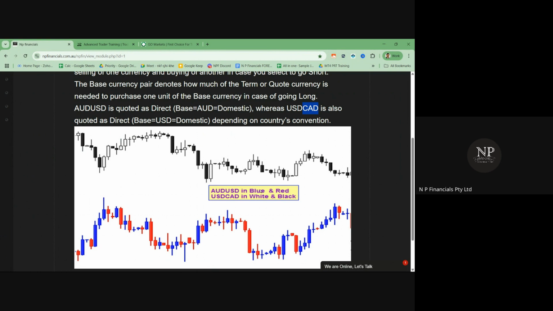If you see the Australian dollar in blue and red in this case, and the United States dollar with Canadian dollar in white and black, this is plotted for AUD and this is plotted for USD. If USD/CAD is going up, then the Australian dollar is going down against the United States dollar, because the United States dollar is appreciating. That is why the Australian dollar is depreciating. This is known as currency correlation.